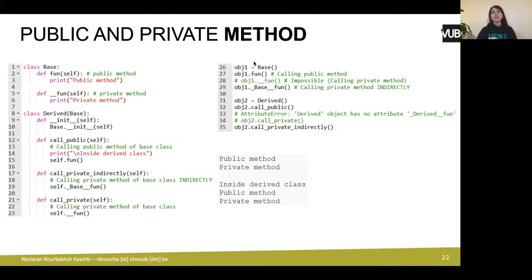So when I create an object of the base class, I can call fun here, the public function. When I try to use this one, it is impossible, because I'm trying to call this one, but the interpreter has changed its name. To call this function, I have to use the new name, but again, it's not recommended.